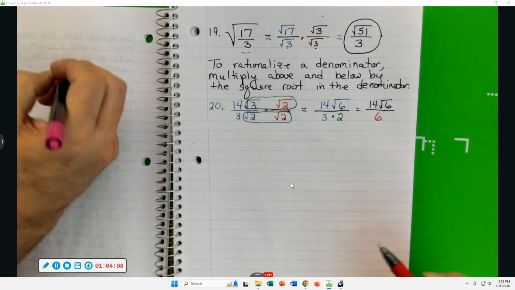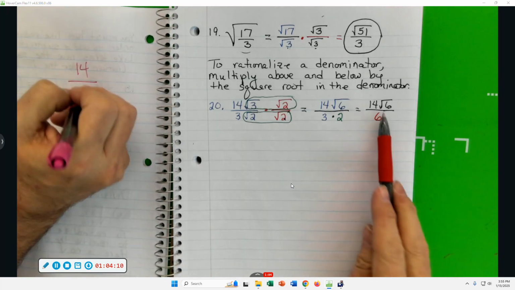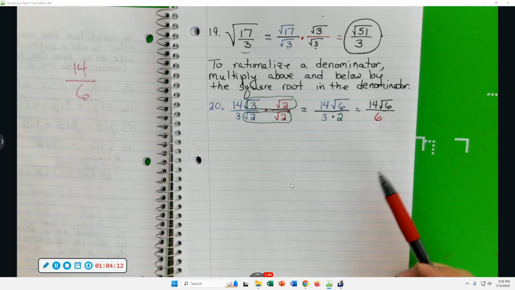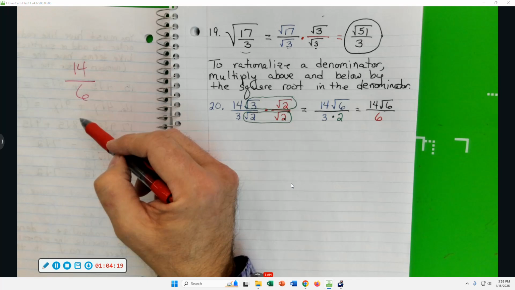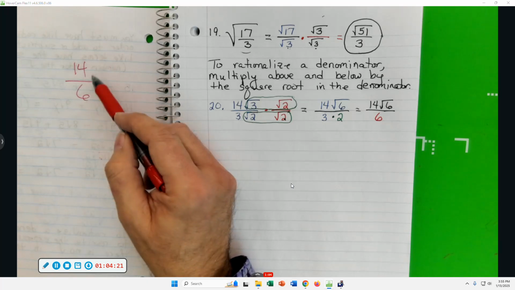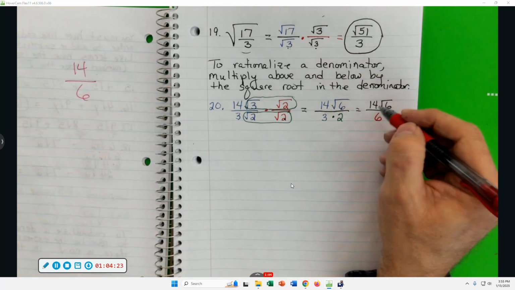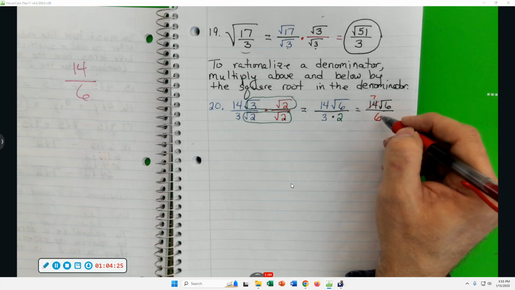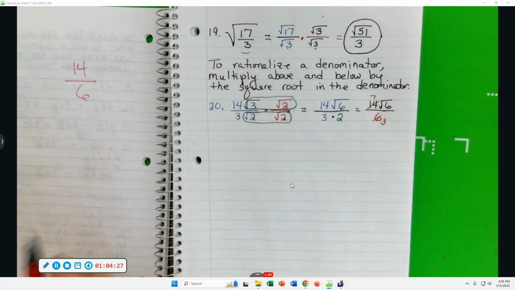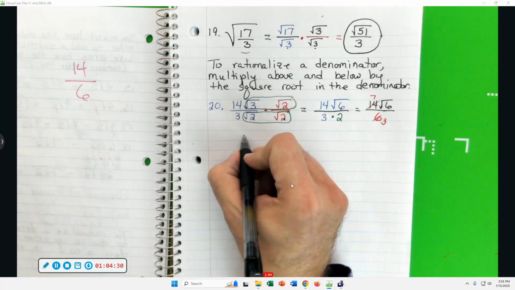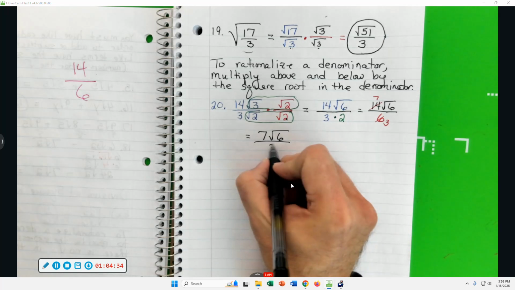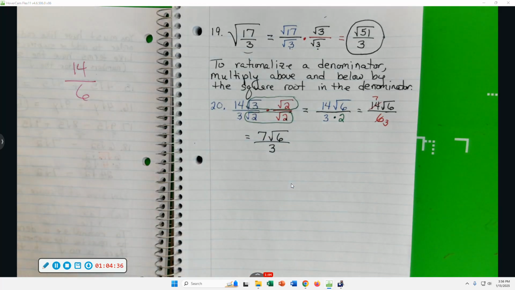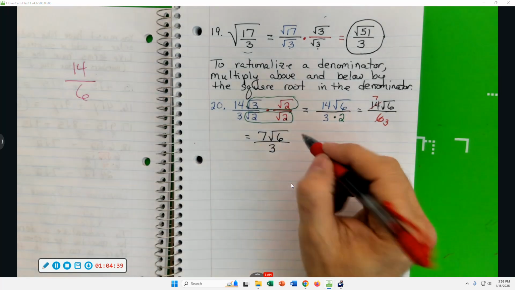I just noticed something. We have a 14 over 6. Ignore that radical for a moment. The fraction 14/6. There's a common factor there that you can cancel. A 2 above and below. So canceling a 2, that would be a 7 and a 3. So the answer you're going to type in is 7 square root of 6 all over 3. Any questions on our logic there?